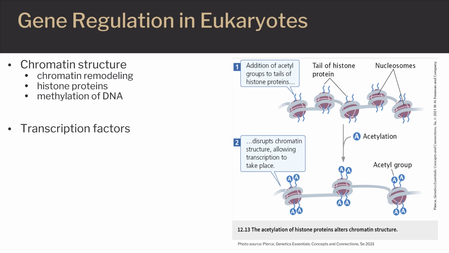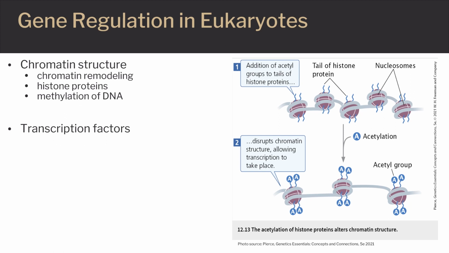Histone proteins are the globular proteins that DNA is wrapped around. Modifications in the histones affect gene expression by altering chromatin structure directly or, in some cases, by providing recognition sites for proteins that bind to DNA and regulate transcription.